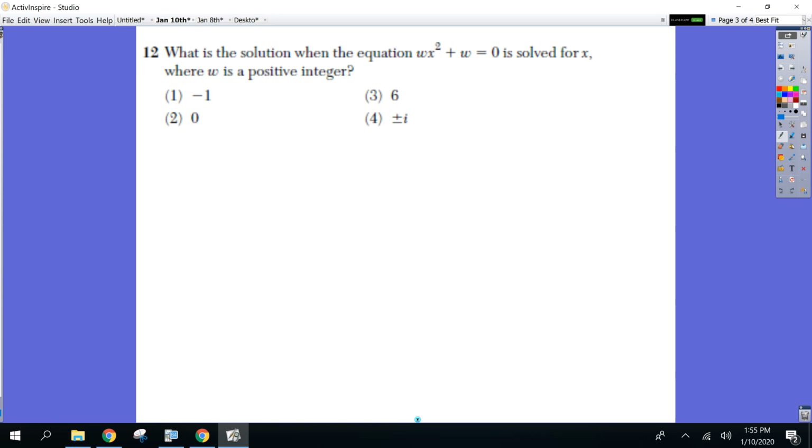Let's start with, never mind. 4x squared plus 4. It's just saying w is a positive integer, so I'm just plugging in a random positive integer for w and solving for x. Yes, we good? It said solve for x. I'm going to solve for x. W is a positive integer. I picked a random positive integer that's not 1.